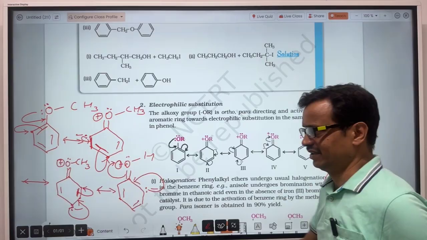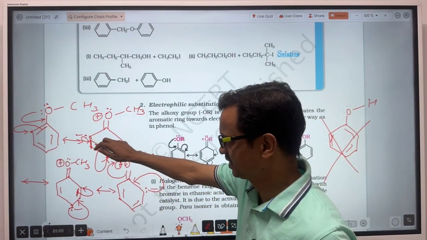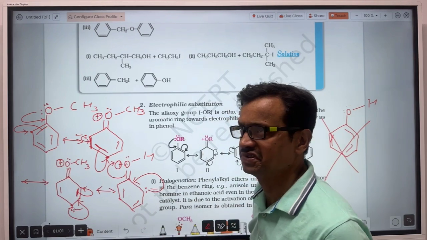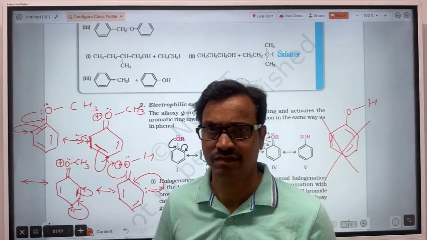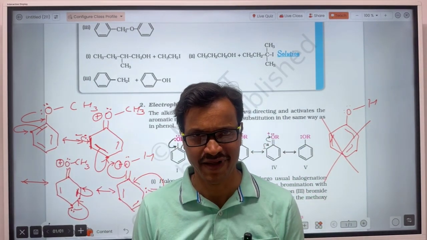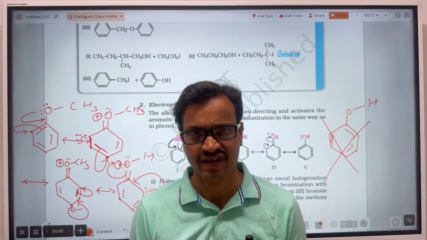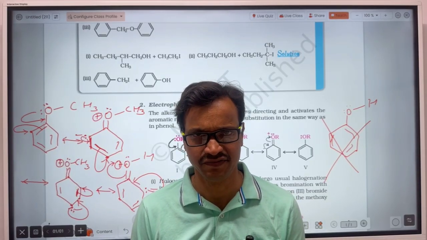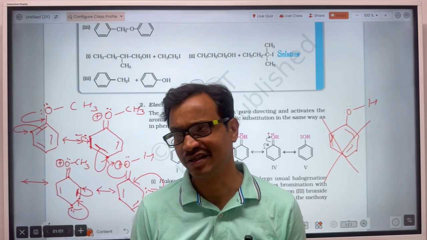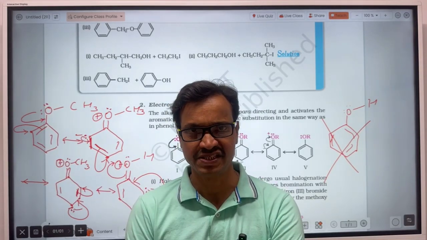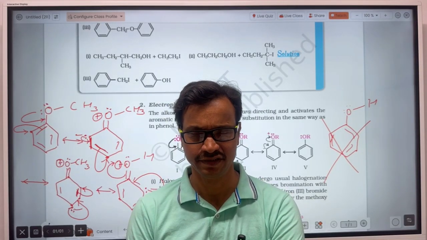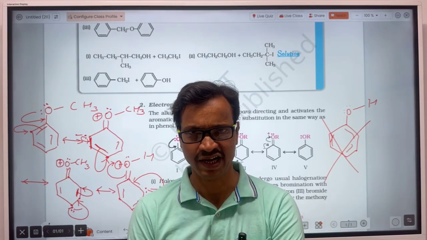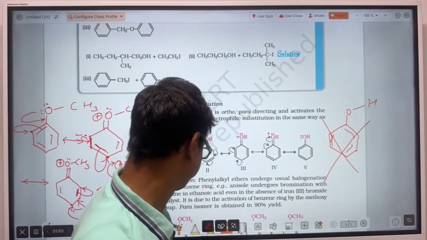So watch out here. Electron has come at the ortho position, here the para position, and here also the ortho position. So the electron cloud density is maximum at the ortho position and at the para position. So when any electrophile approaches the ether in which there is a benzene on one side, then the electrophile will bond either to the ortho position or at the para position.